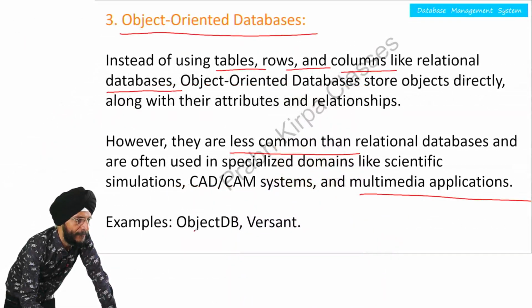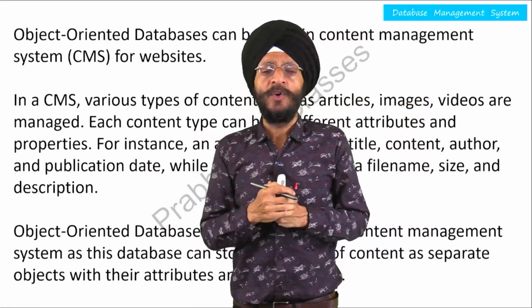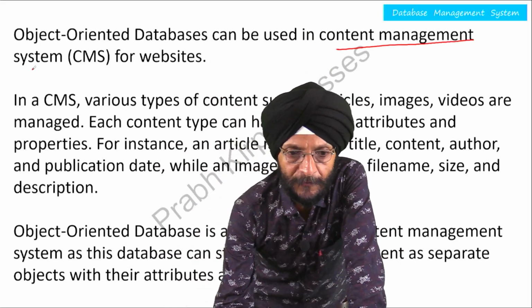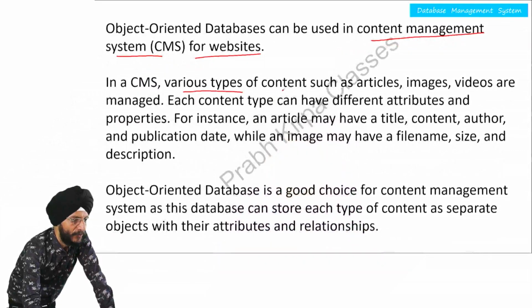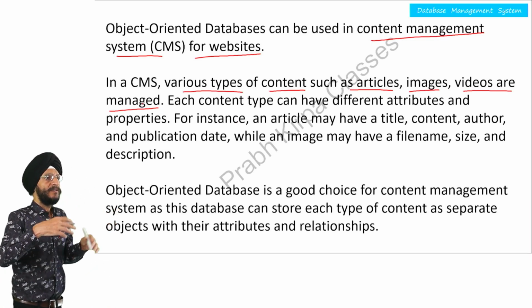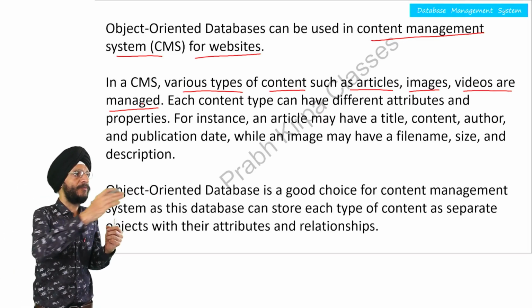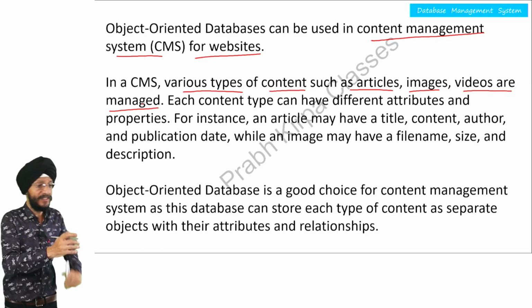The examples of object-oriented databases are ObjectDB and Versant. Now we discuss a real life example of use of object-oriented databases. Object-oriented databases can be used in the content management system of websites. In the content management system, various types of content such as articles, images, videos are managed. Because on websites, the users upload various types of articles, images, and videos. All this data has to be managed, and an object-oriented database can effectively handle this type of data.